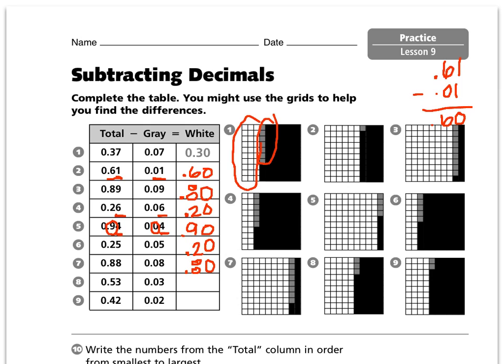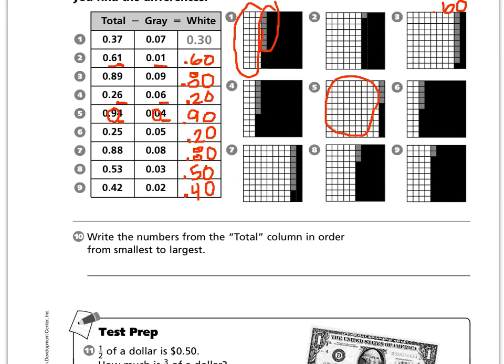53 hundredths minus 3 hundredths is going to be 50 hundredths. And 42 hundredths minus 2 hundredths is 40 hundredths. Keep in mind that you are subtracting in order to find out how much white space there is. For number 10, I'm going to write the numbers from the total column, which is the first column, in order from smallest to largest. So I need to look for the smallest one.